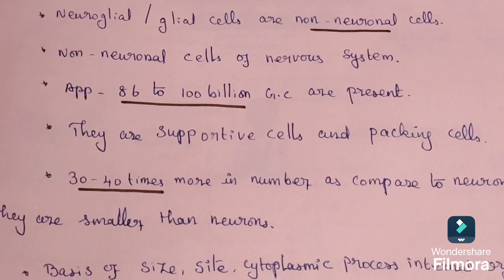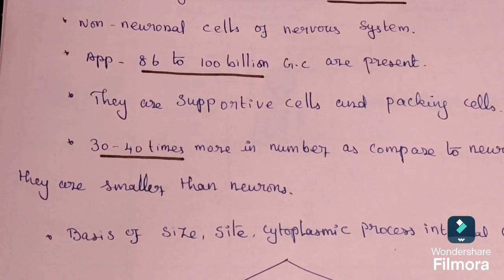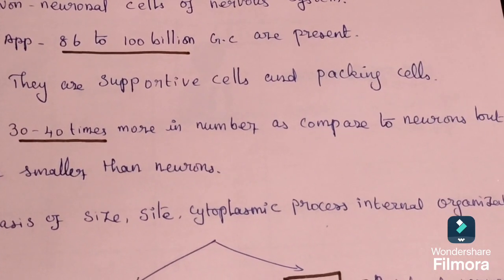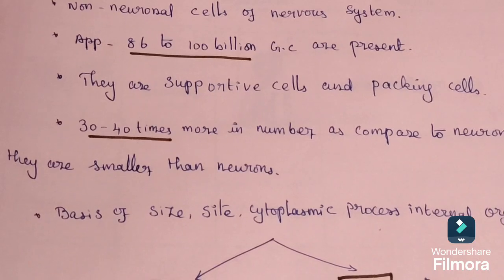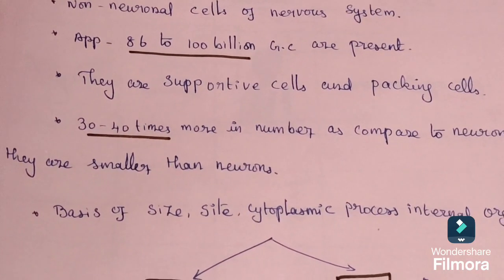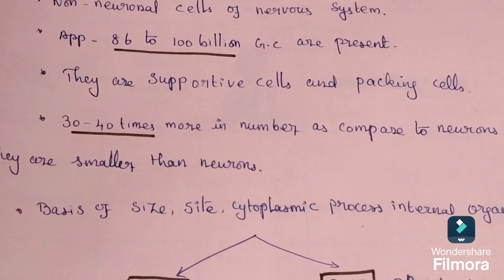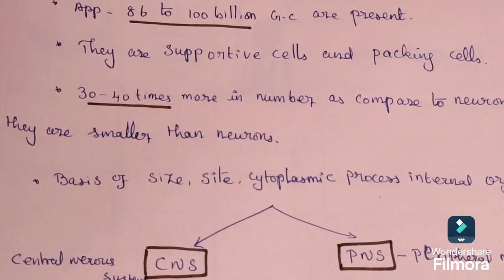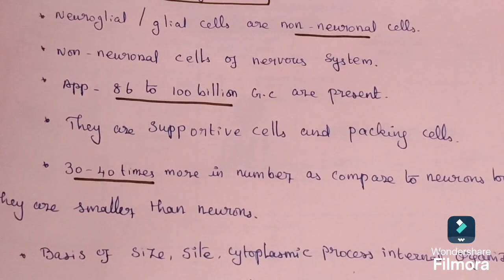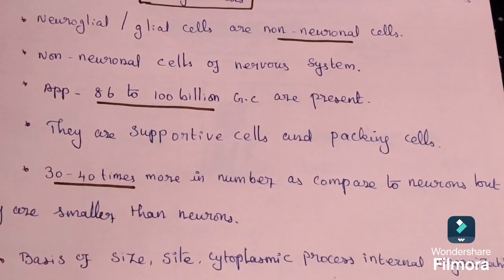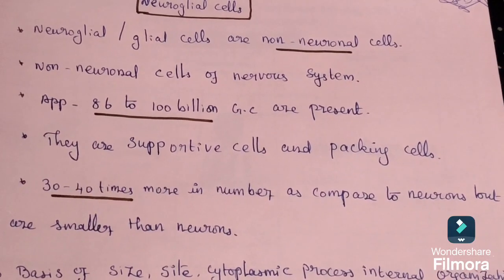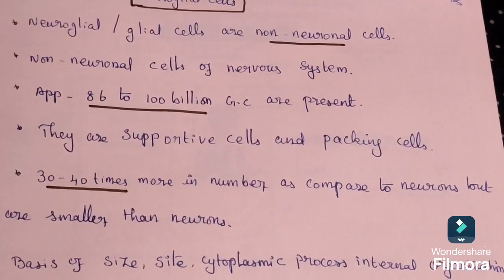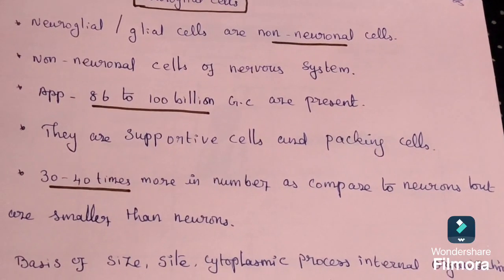They are around 30 to 40 times more in number as compared to neurons, but as compared to that, their size is smaller than a neuron. So 30 to 40 times more, but the size is smaller. So what is the summary of neuroglial cells? Non-neural cells, 30 to 40 times more in number compared to neurons, but smaller than neurons.